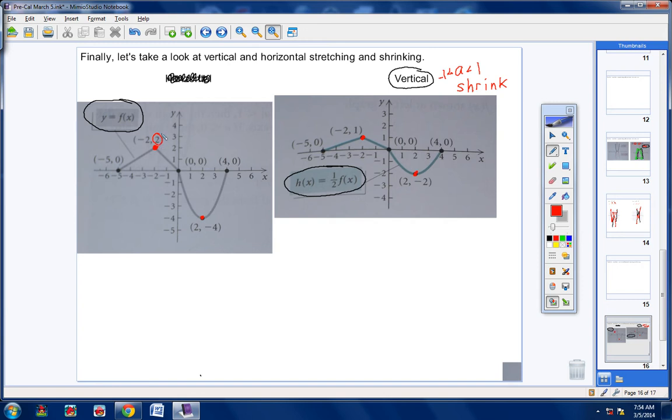Okay, so here's your y value, 2. 2 times 1/2 is 1, so notice how the 2 became a 1. What about the 0? Well, fine. What's 0 times 1/2? Still 0. Look at this y value, -4. What's -4 times 1/2? -2.